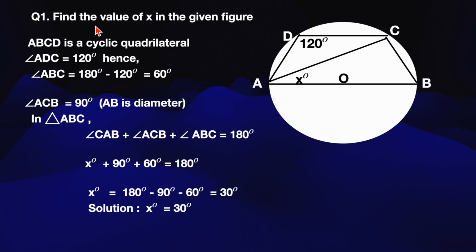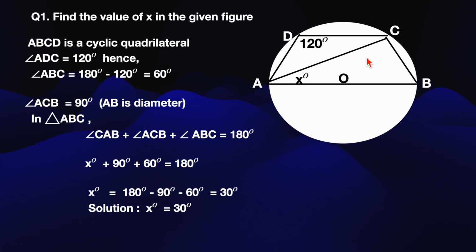Question 1. Find the value of x in the given figure. So this is a circle and this is a cyclic quadrilateral within the circle. The rule for cyclic quadrilaterals is that the sum of the opposite angles is equal to 180. That means angle D plus angle B is equal to 180. Angle A plus angle C is equal to 180.